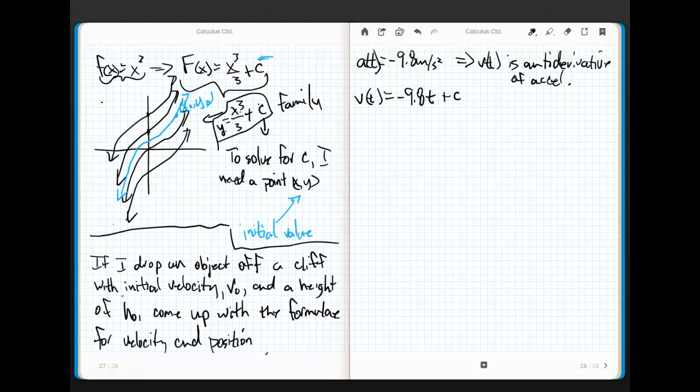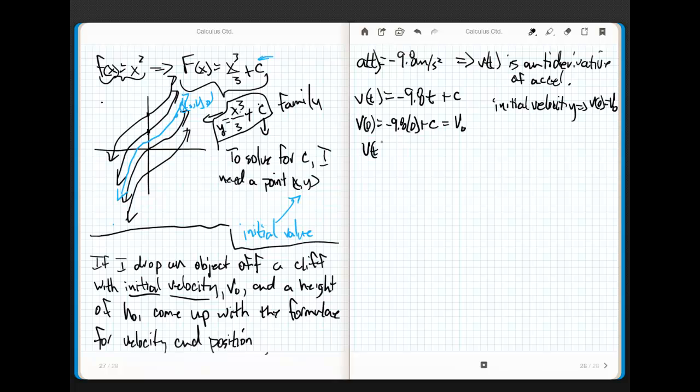The initial velocity, what does that mean? Initial velocity means that v of 0 equals v naught. True? So that implies that v of 0 equals negative 9.8 times 0, that's t, wherever I saw t, I stuck a 0 in, right? Plus c, and that equals v naught. Well, those cancel. It appears as though c equals v naught.